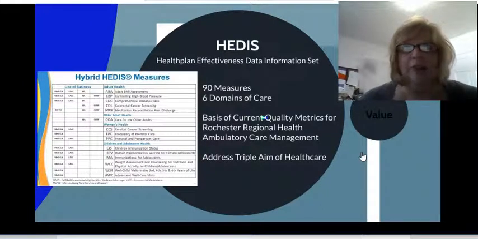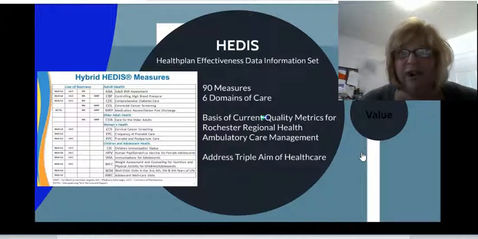HEDIS is the acronym for Healthcare Effectiveness Data and Information Set, which was developed by the National Committee for Quality Assurance. HEDIS is a comprehensive set of standardized performance measures designed to arm consumers with a reliable comparison of health plan performance. It includes over 90 measures from 6 domains of care, including effectiveness of care, accessibility to care, experience of care, utilization of services, health plan descriptive information, and measures captured using electronic clinical database systems.